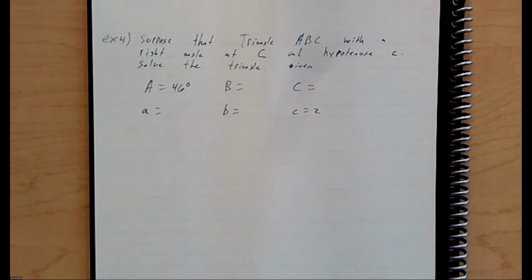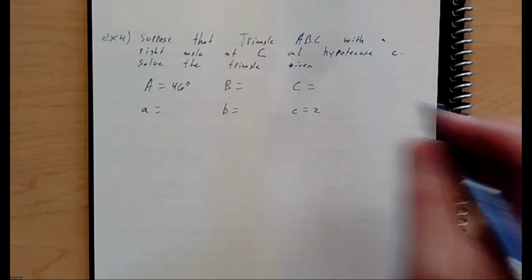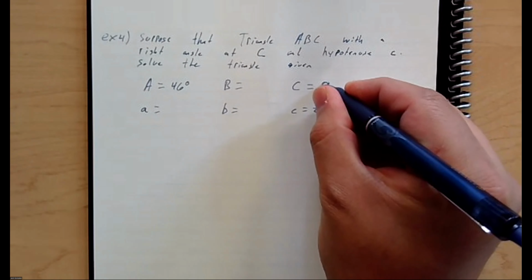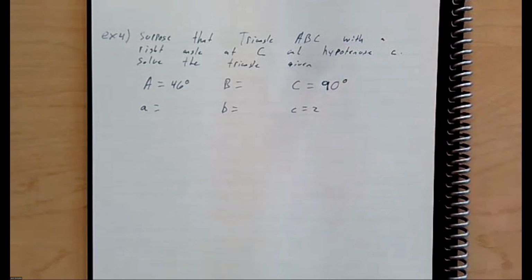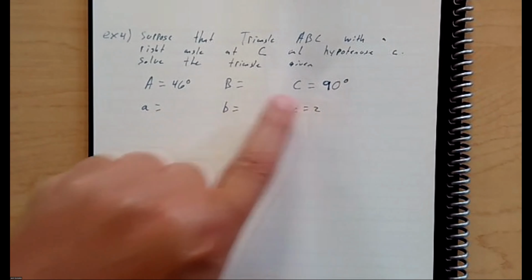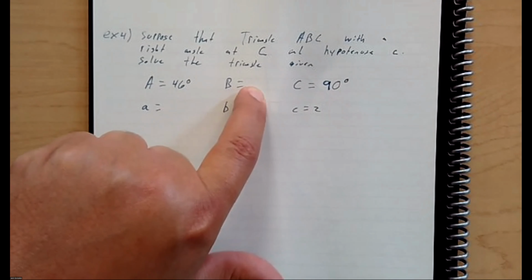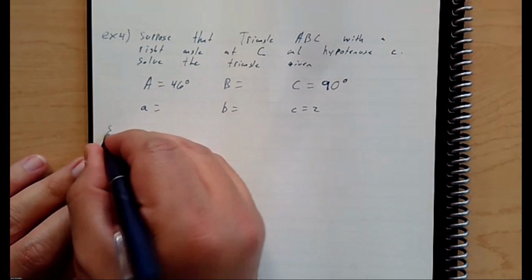Do we have any other angles? Yeah, we got A. What else? Yeah, we have the fact that it's a right triangle, right? So where is the 90 going to be? That's technically given to us. Now, we should all know that the sum of all the angles is 180 for any triangle, correct? Yes. So if you have two of them, you should be able to solve for the last one. Okay. So solve for B.